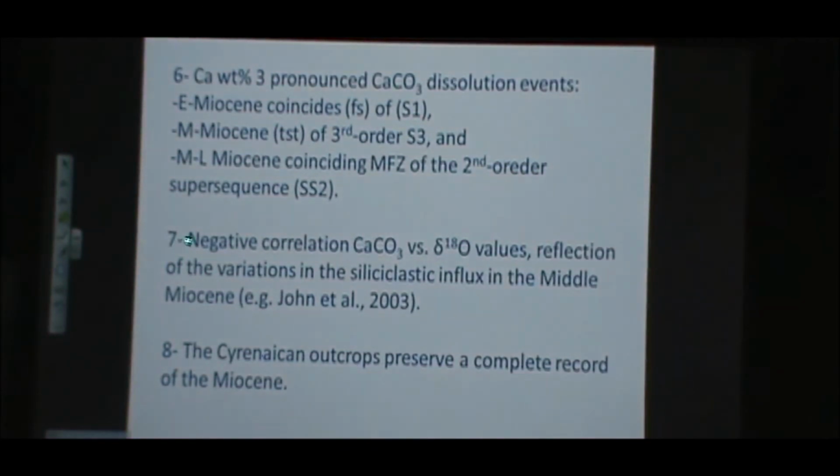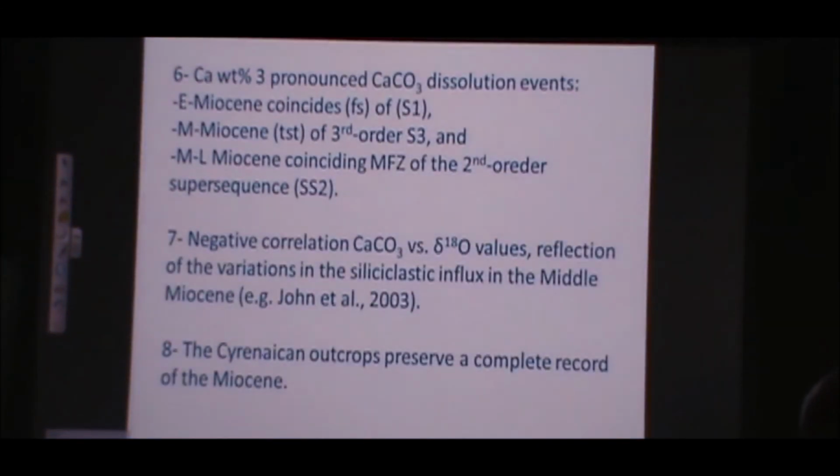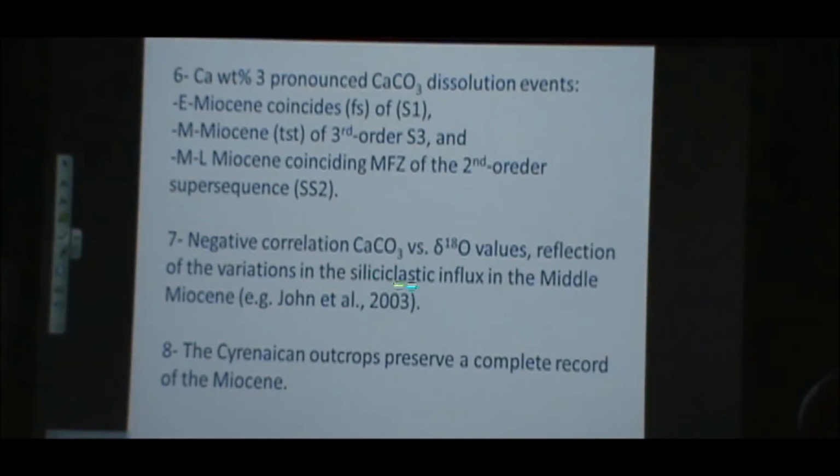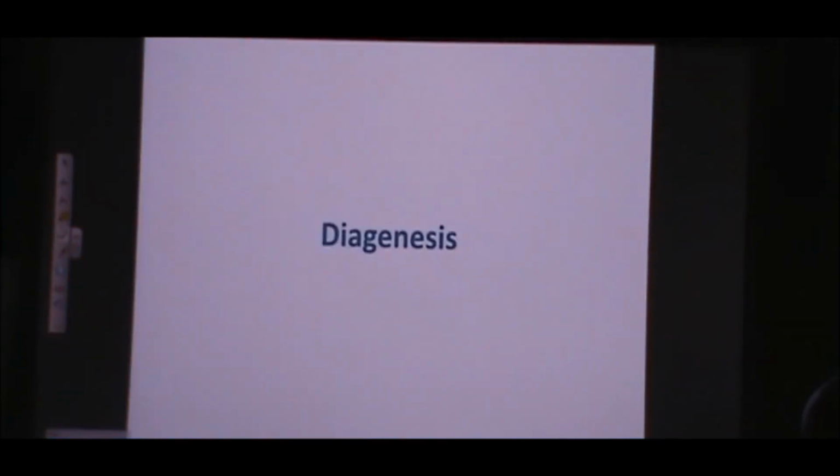There is another thing here. We have a negative correlation between the calcium carbonate curve and the oxygen curve. In the middle Miocene, John et al. interpreted that as a reflection of the siliciclastic influx. But I have it all the way, early, middle, late. And the Cyrenaican outcrops, the other finding, preserve a complete record of the Miocene.